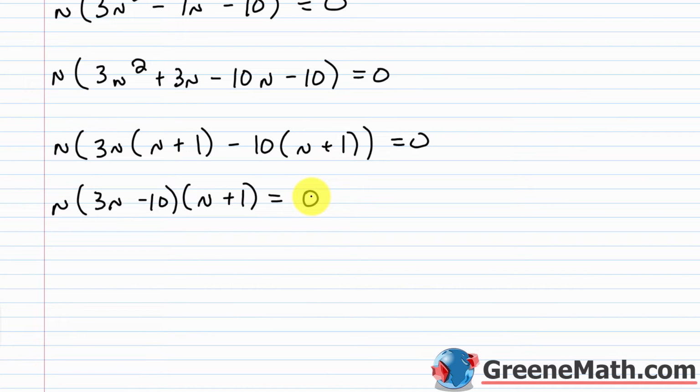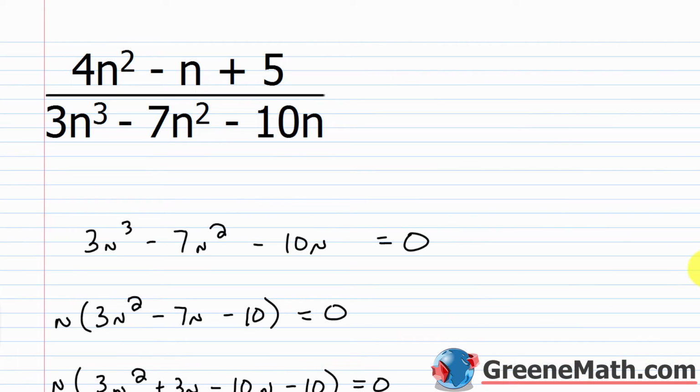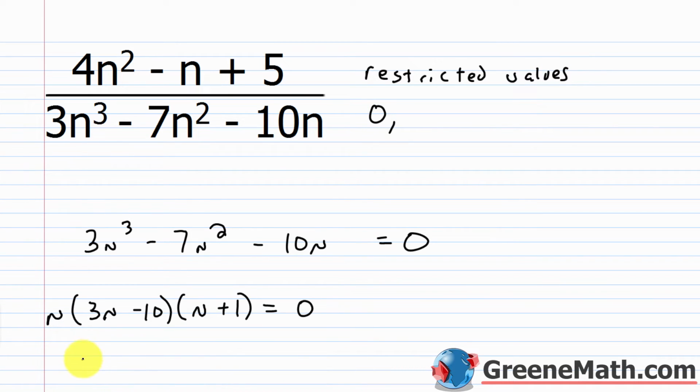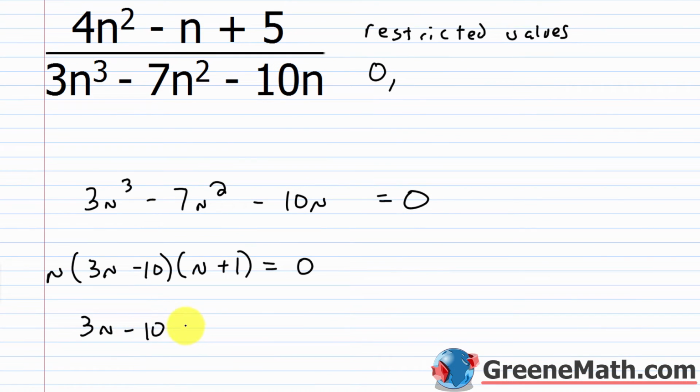And in this case, I have 3 factors that need to be set equal to 0. The first one is just n equals 0. If n is 0, then the denominator is 0, and you can go up and verify that. If I plugged in a 0 here, here, and here, I'd have 0 minus 0 minus 0. That would be 0. So for your restricted values, you'd have 0. So then the other one is 3n minus 10 equals 0.